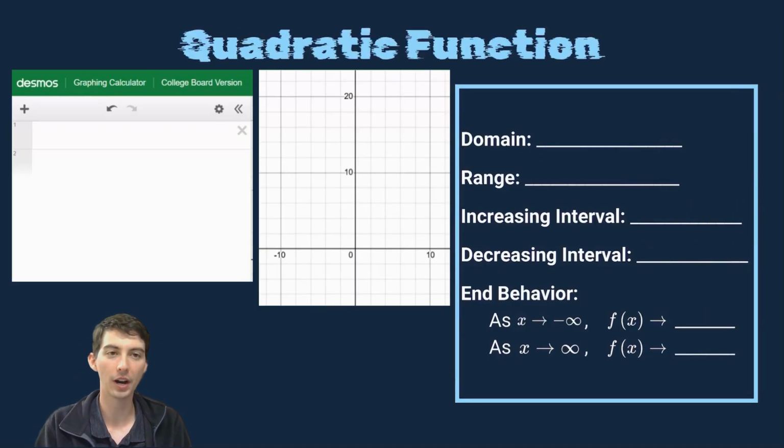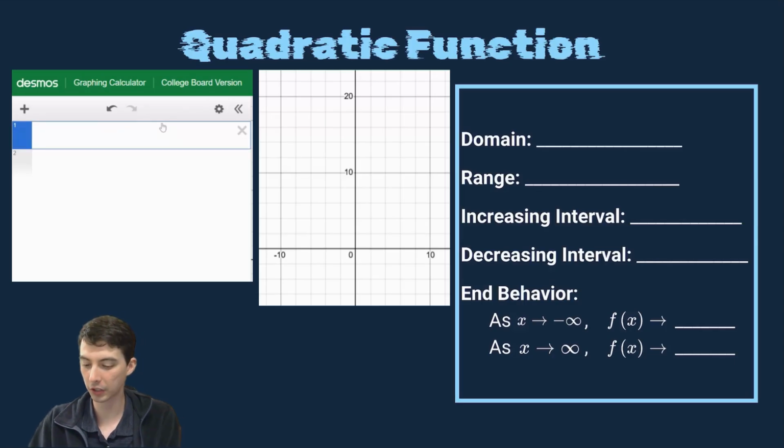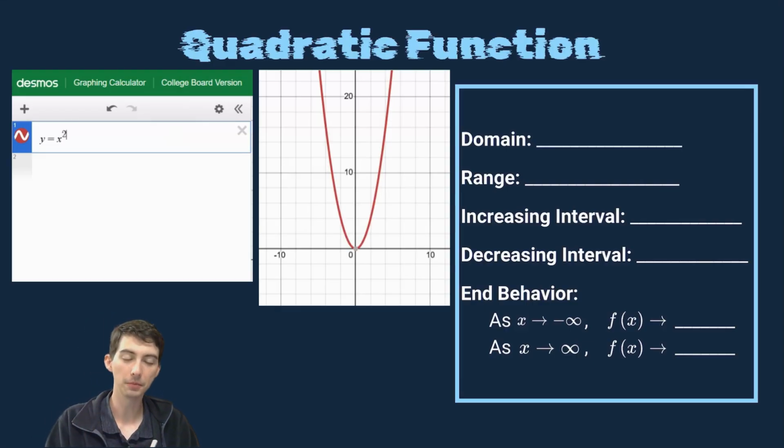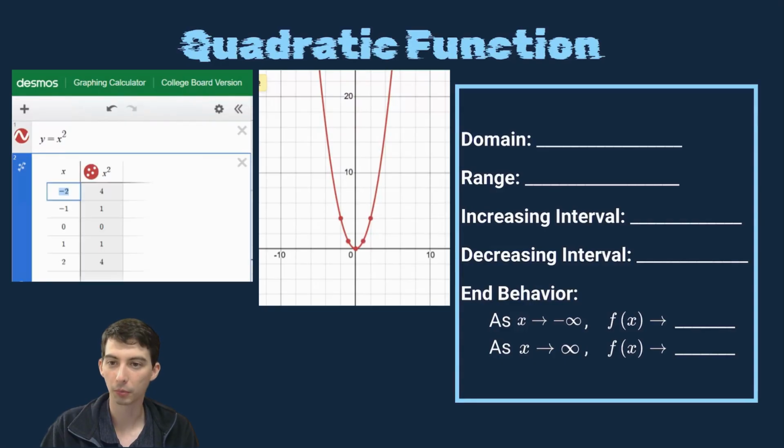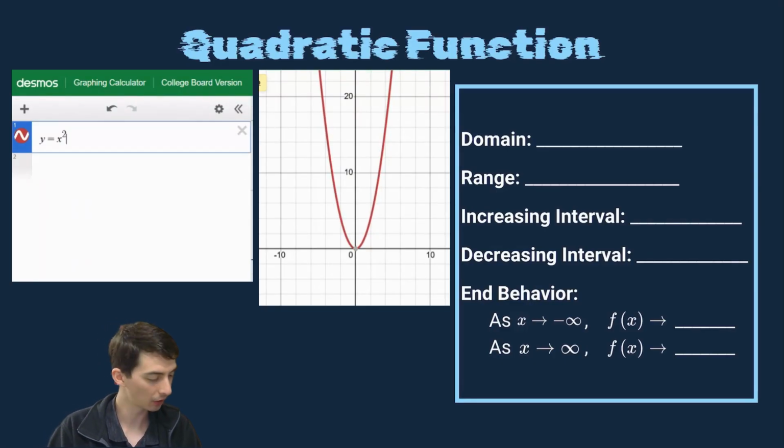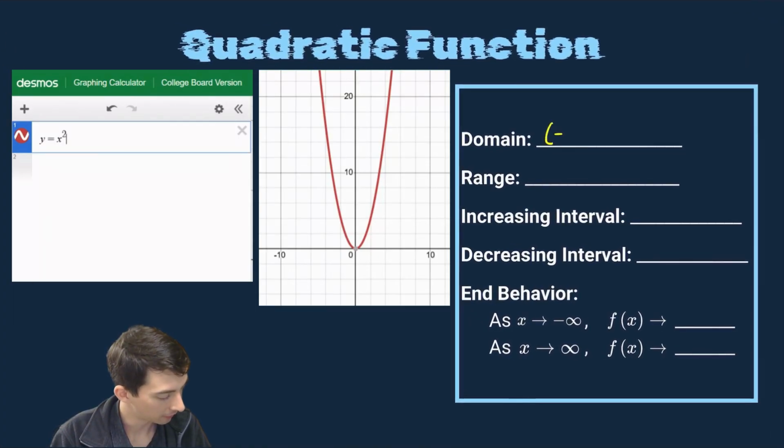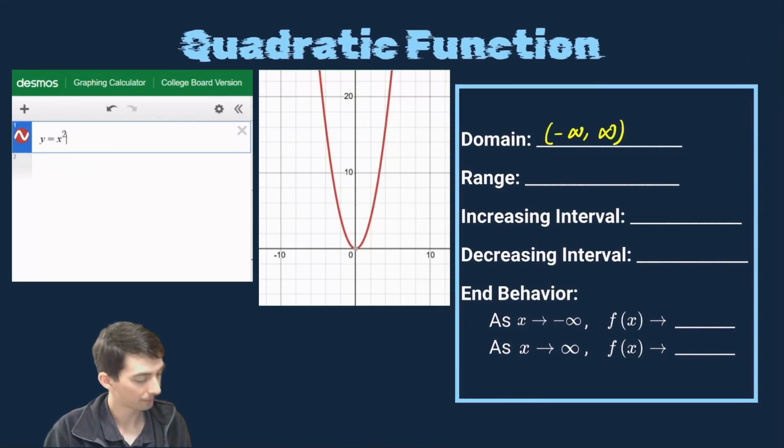Next up is the quadratic function. The quadratic function is y equals x squared. Makes this U shape. And so let's go ahead. Well, if you want some points, you can plot those points there. But let's go ahead and find the domain. Again, there's nothing stopping me going left, and there's nothing stopping me going right. So once again, my domain is negative infinity to positive infinity.